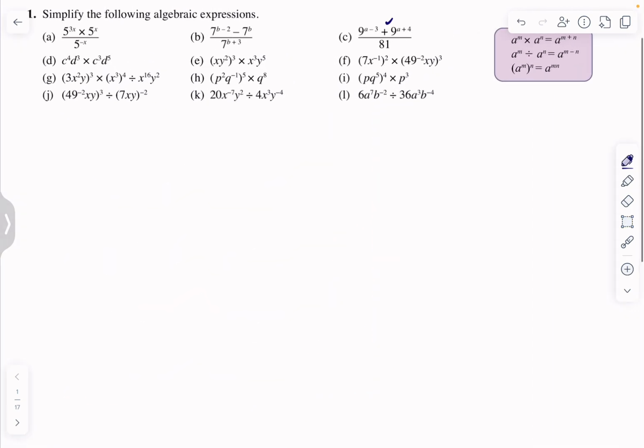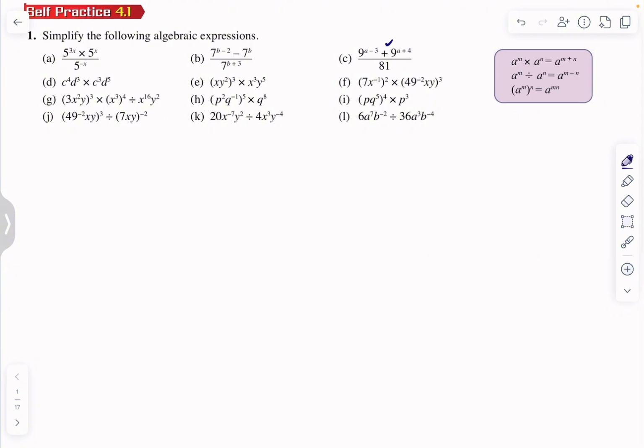Okay, next, let's look at D. So C power 4, D, okay, this is easy. We have C power 4 times C power 3, so C power 4 plus 3. And then D power 3 times D power 5, so 3 plus 5. So this will become C power 7, D power 8.